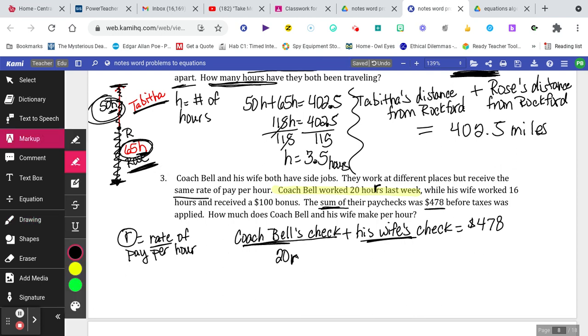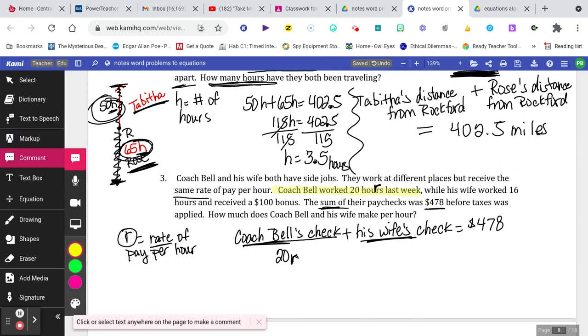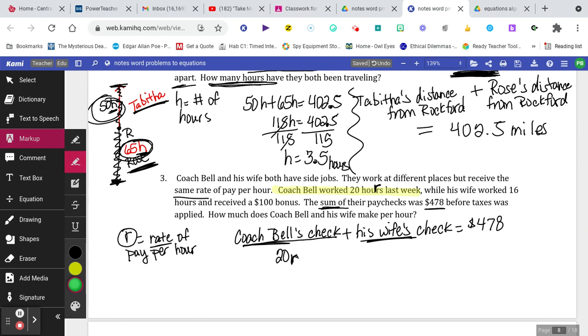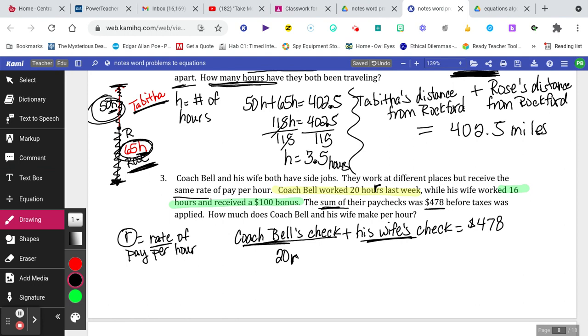Now, as far as his wife is concerned, she works 16 hours and she received a $100 bonus. So let's see. 16 hours. So she's going to get that rate of pay 16 times, plus she received a $100 bonus. So her check was comprised of her rate of pay times 16 hours plus the $100 bonus.